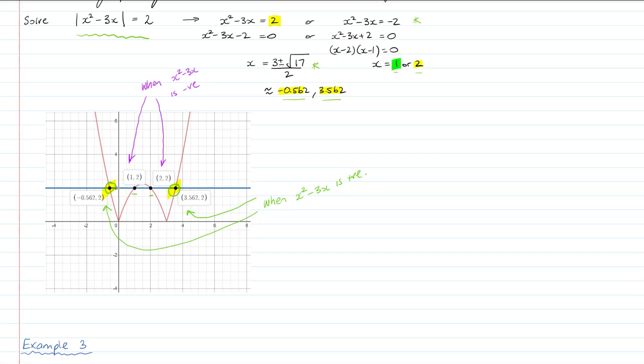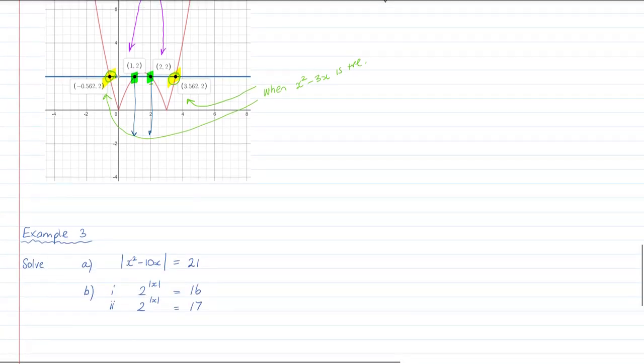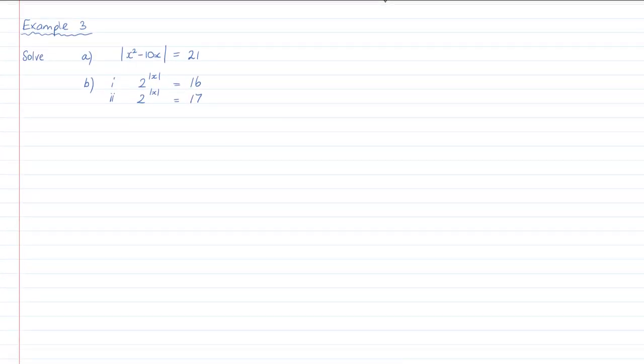The other two, in green, here and here, occur in a bit of the function that we've transported or reflected from down here, because they were negative, and hence that's when they're equal to negative 2. So there's a really interesting result there. Let's have a look at example 3, and this will finish our modulus work.